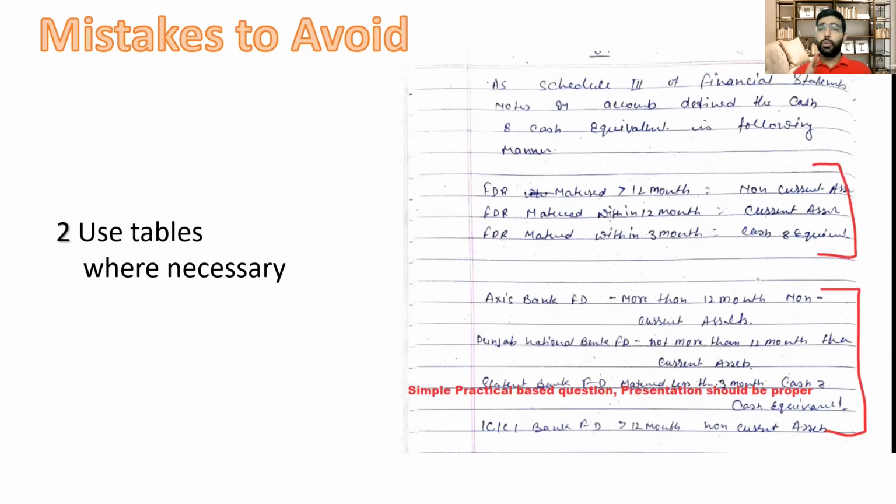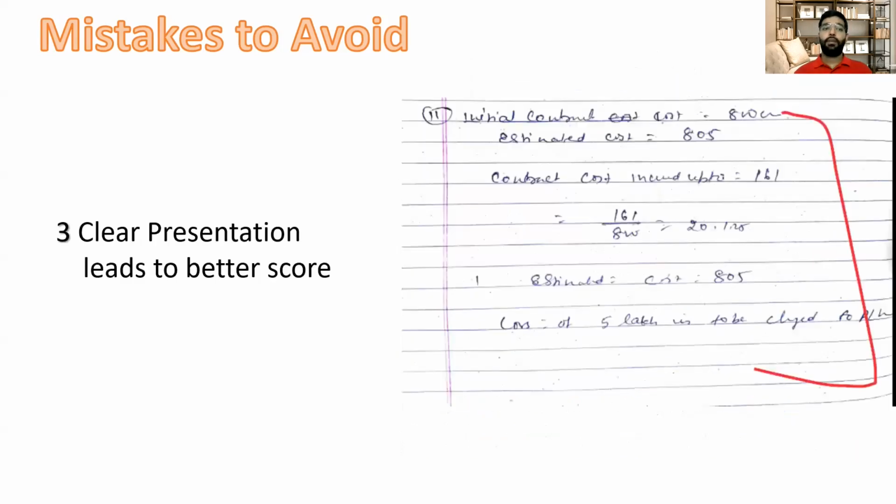Mistake number two: use tables where necessary. Wherever there is a lot of data where certain points are to be answered, use tables. For example, in the sheet that we have attached, we have shown FDR maturity over different periods, more than 12 months, within 12 months, within 3 months, and the classification is shown. If the same thing were presented in a table format, it would be much easier for the examiner to read.